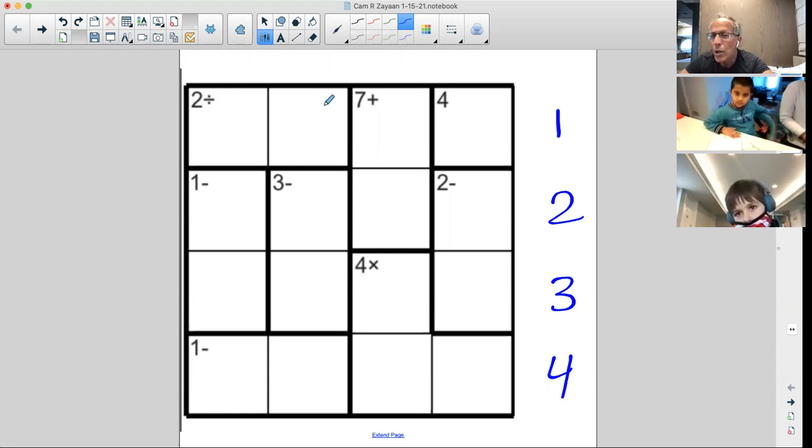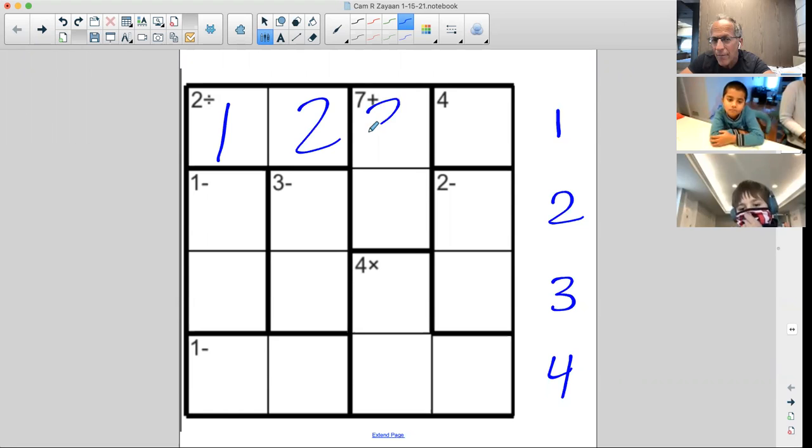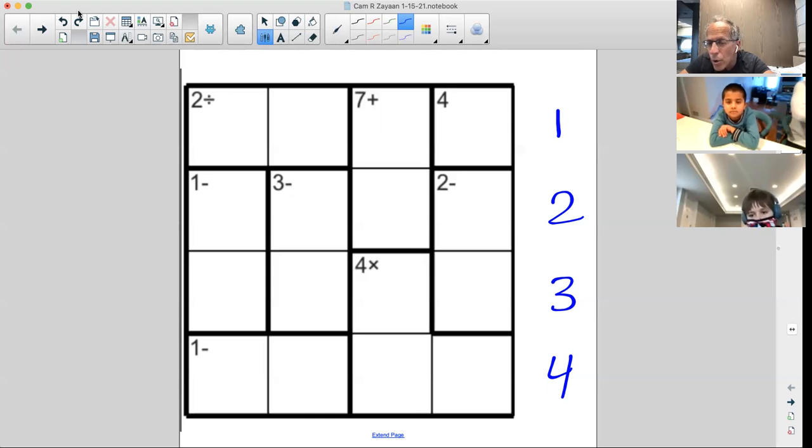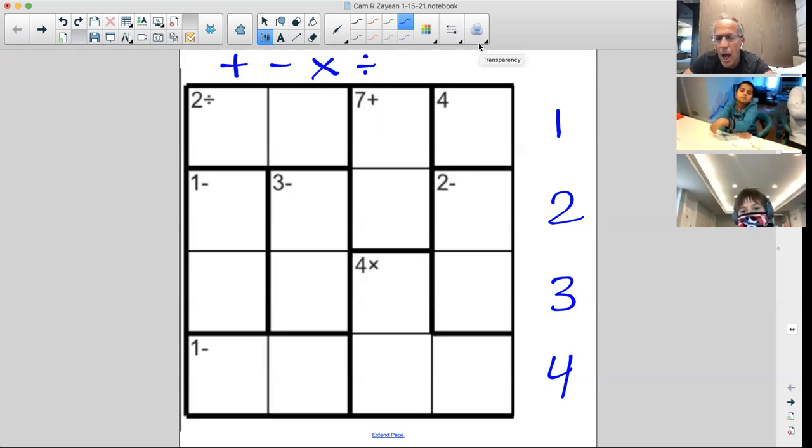This game is called Calcudoku, developed by a Japanese mathematician. Every single row has to have the 4 numbers 1, 2, 3, and 4. Every single column also has to have the 4 numbers 1, 2, 3, and 4. Your job is to put them all in the right order to follow what's called the operations: addition, subtraction, multiplication, and division. Those are called the 4 binary operations.